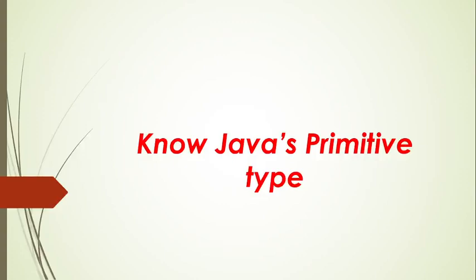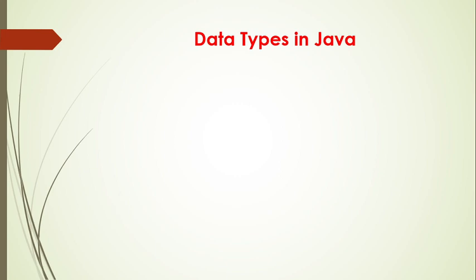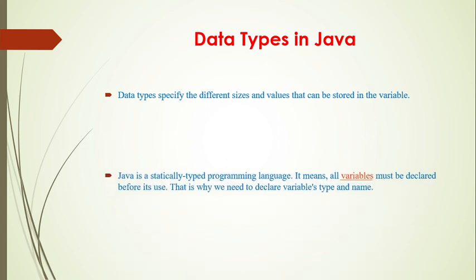In this video, we are discussing Java's primitive types. First of all, let's discuss the data types in Java. So what are data types? Data types specify the different sizes and values that can be stored in a variable.